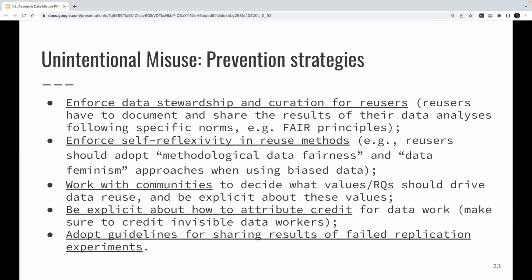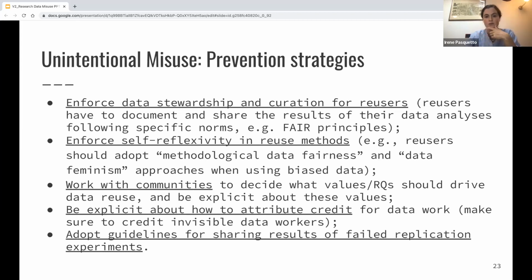And finally, adopt some guidelines for sharing results of failed replication experiments, right? So you share open data, you say, we do our best to do our job the best that we can, but we might make some mistakes. If you find some mistakes in our data, please communicate these mistakes following these guidelines, something like that.